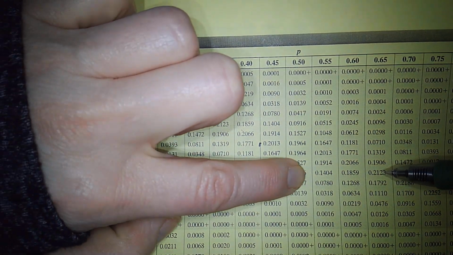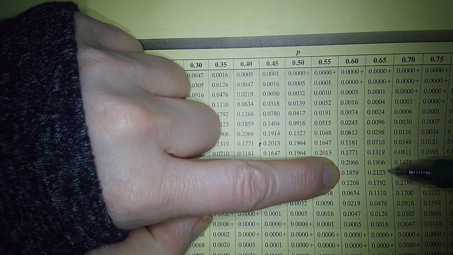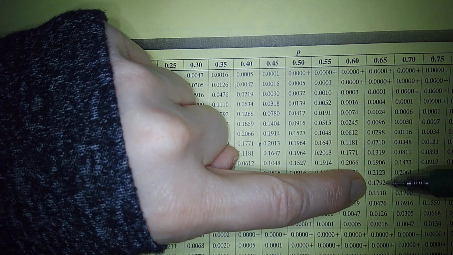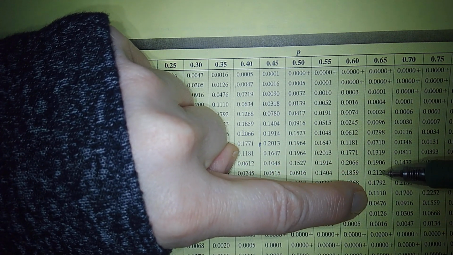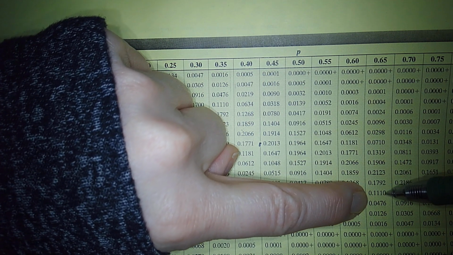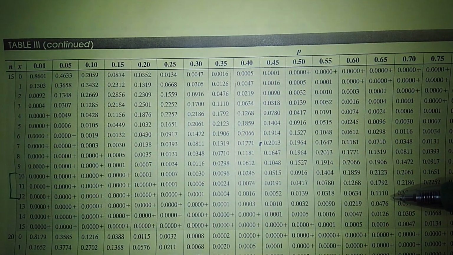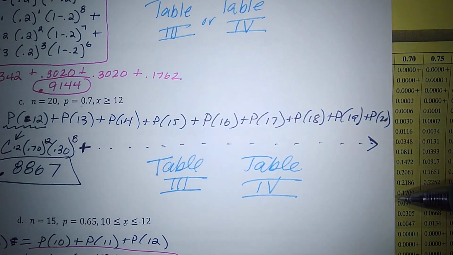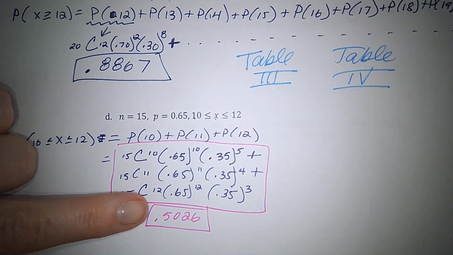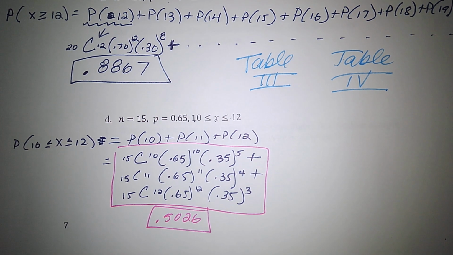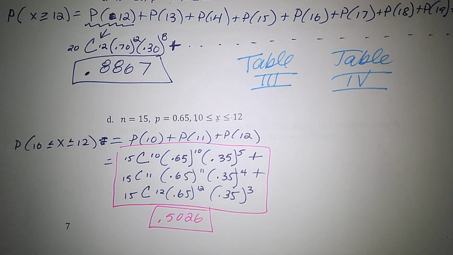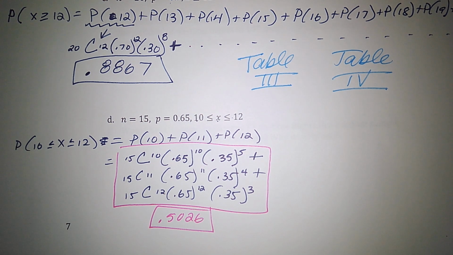So where do those meet? 0.2123, 0.1792, and 0.110. And when you add those three numbers together, you should get the same value that we had on our sheet over here, which was 0.5026. There are ways to use Table 4 for this as well, but I'll let you try to investigate what those ways might be. Now we're going to switch over to StatCrunch.